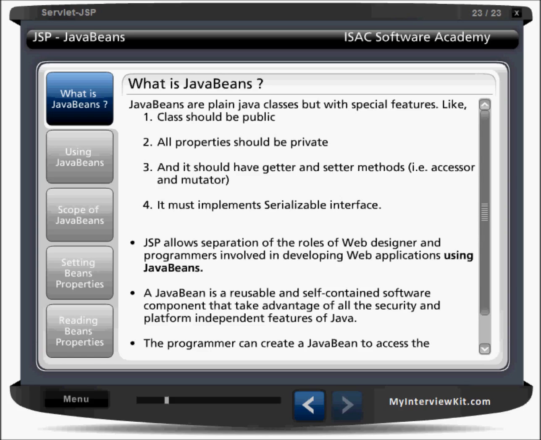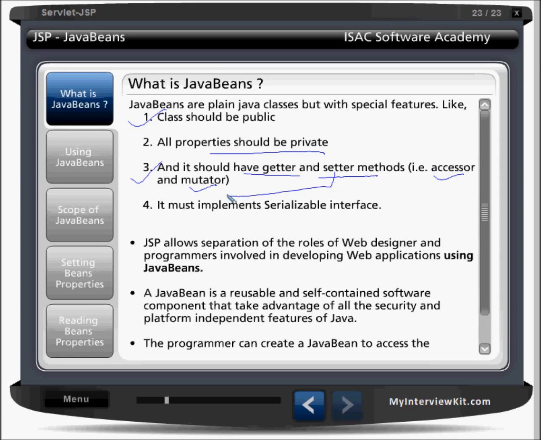But with special features. If you're making a JavaBean, your class must be public. All properties should be private properties. And third, for whatever properties we have, we should have getter and setter methods which will help you to access the value of that property, and help you to set the value of the property. Okay, and that's why we call them accessor methods and mutator methods.